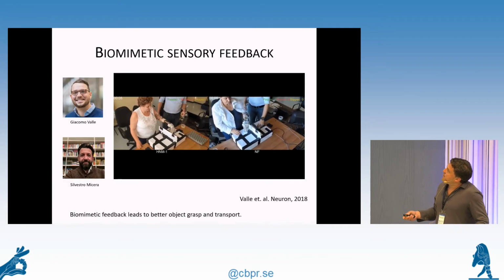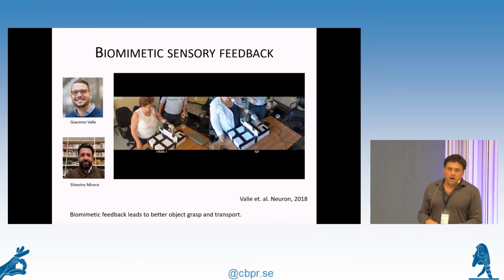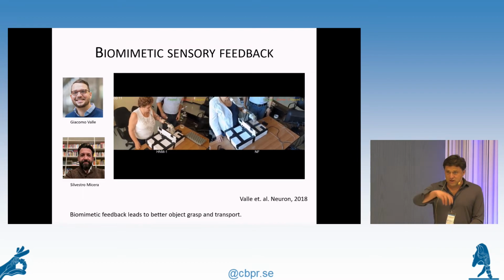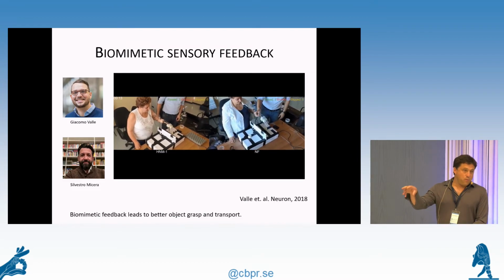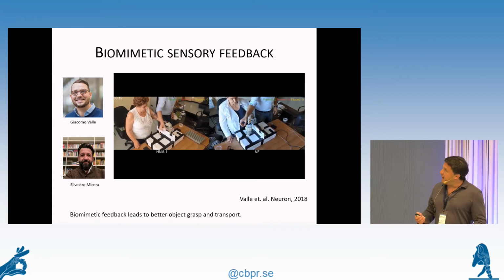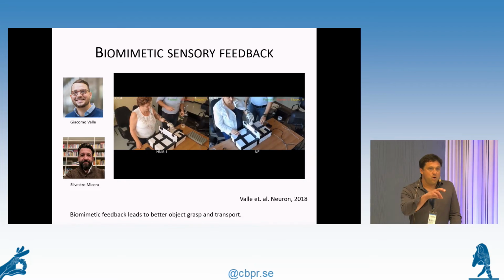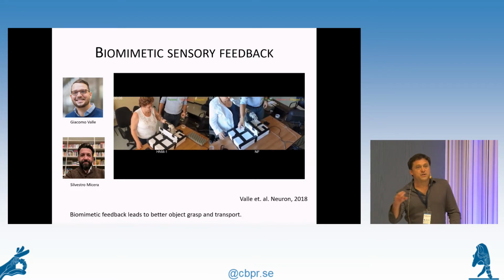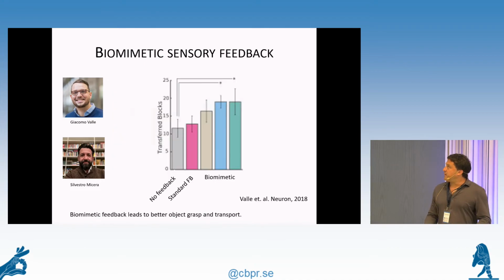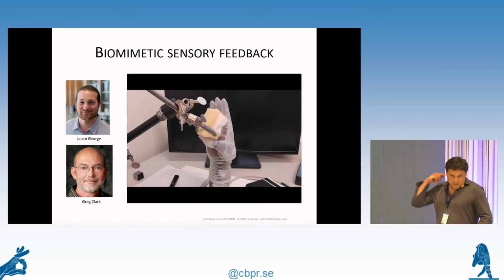But I think what's more compelling, though, is it also confers to the hand greater dexterity. So this is a fragile object transport task, where the subject was either given the standard sensory feedback or this biomimetic sensory feedback. And the subject was able to transport more objects across this barrier without breaking them with the biomimetic than with the standard feedback. So this shows the data. I'm running out of time, so I'm going to fly through this.